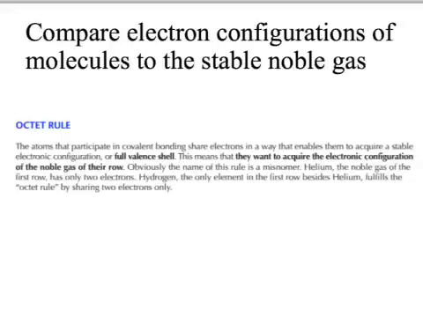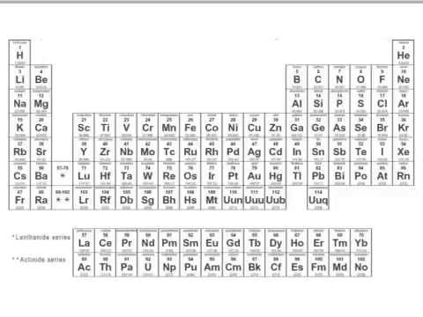Now, obviously, the name of this rule is a misnomer because helium, the noble gas of the first row, only has 2 electrons, and hydrogen, the only element in the first row besides helium, fulfills the octet rule by sharing 2 electrons only. So what I'm looking at is molecules and seeing what noble gas they're trying to look like. If I look at the periodic table again, these concepts allow me to predict the molecules made of non-metals and which gas they want to be.